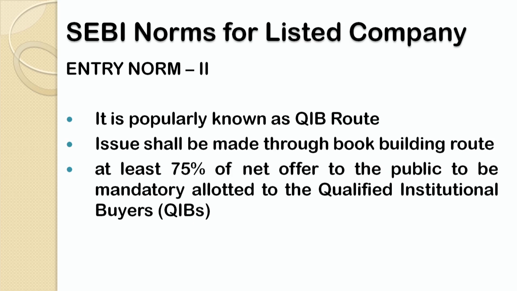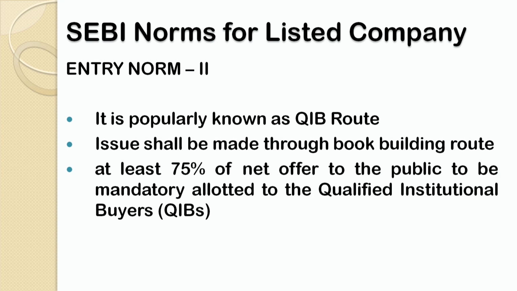That means the QIBs must subscribe at least 75% of net offers to the public which have been made by the company. The same norm is stated under the listed category also. That means when we discuss the SEBI guidelines for listed companies entry norm 2, here also we can say that entry norm 2 is basically known as the QIB route or qualified institutional buyers route. Now, the issue shall be made by adopting the book building method only.